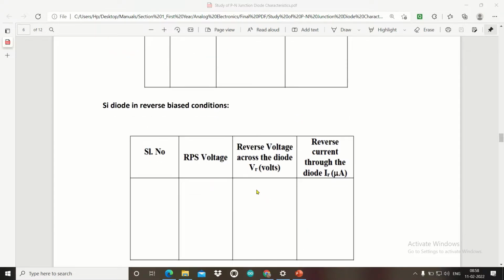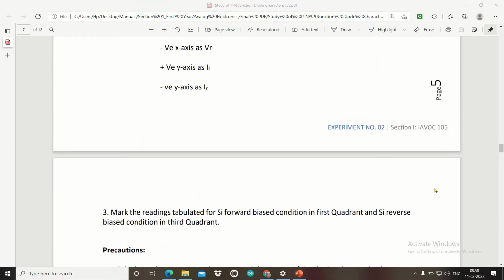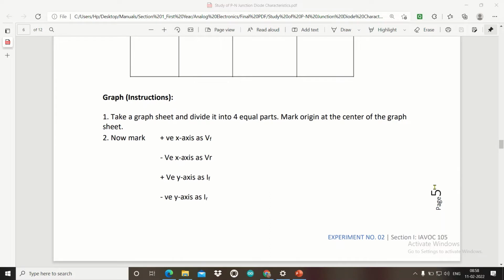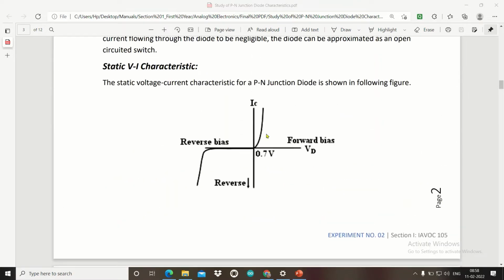And similarly, you can also tabulate your results in this table in case of the reverse biased condition. Now we need to draw the graph. This is the characteristic and it is most important. You have to divide the graph sheet into 4 equal parts, because ultimately you want to draw this particular characteristic. So you take the graph paper from the central part and divide it equally into 4 coordinates.